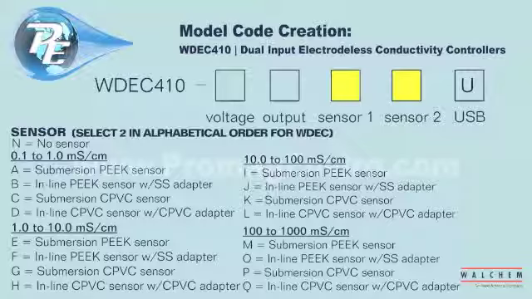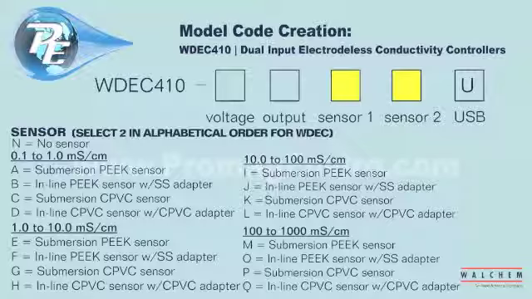The letters I to L represent the range of 10 to 100 millisiemens per centimeter. The letter I represents submersion peak sensor. The letter J represents inline peak sensor with SS adapter. The letter K represents submersion CPVC sensor. The letter L represents inline CPVC sensor with CPVC adapter.